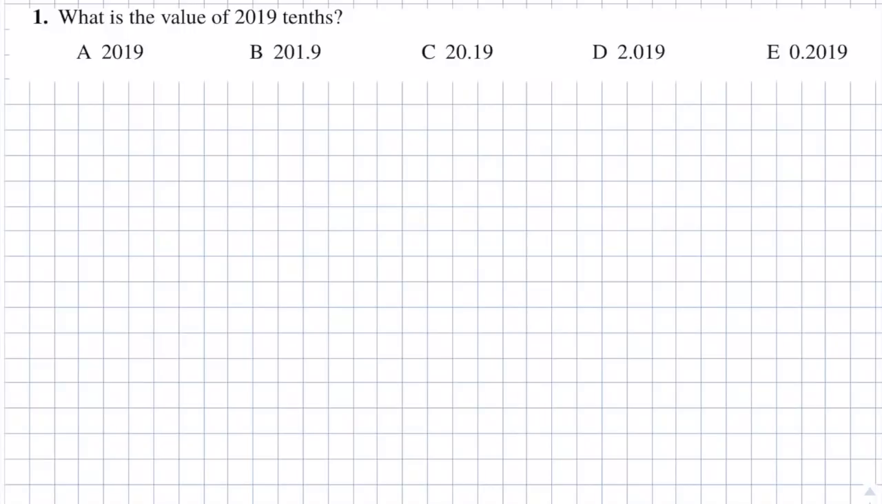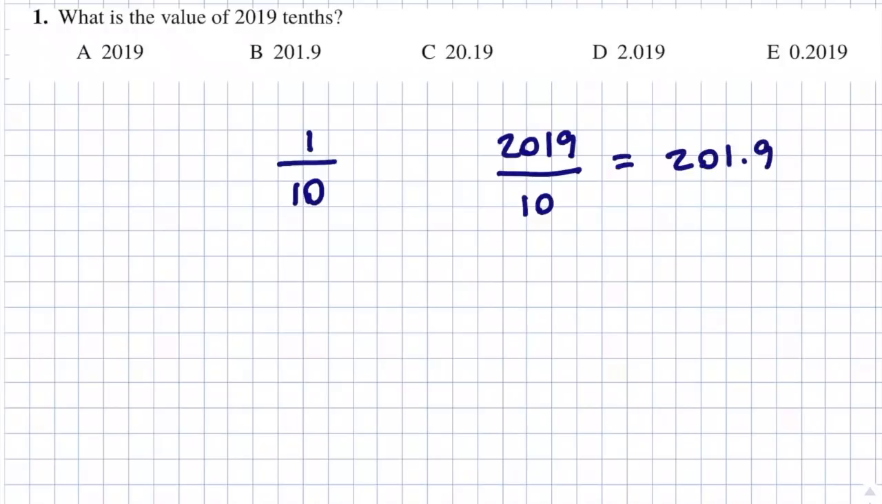We know that 1/10 as a fraction is 1 over 10. So that means 2019 tenths is going to be 2019 over 10, which is 201.9. We've got an answer for 201.9, which is answer B. So therefore, our final answer is B.